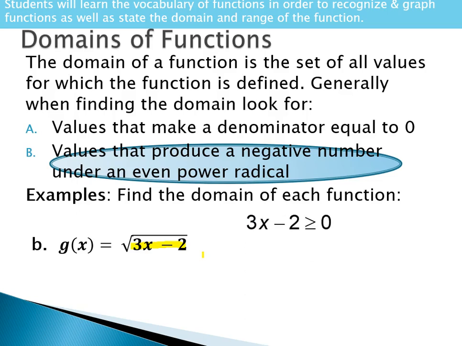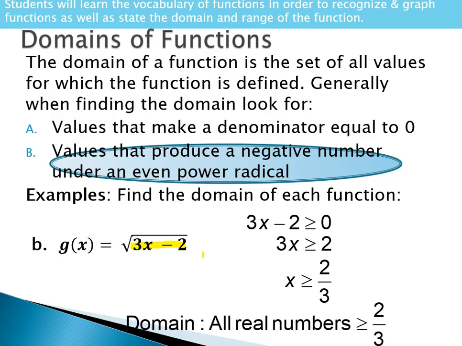You're going to simplify that, and you want to find when is 3x minus 2 greater than or equal to 0. Now, why can it be 0? Because you can take the square root of 0. So we solve this, and we find that as long as x is greater than or equal to 2/3, we're good. Because if I put in 0 here, 3 times 0 is 0, minus 2 is negative 2, that doesn't work. I can't take the square root of negative 2. So our answer would be all real numbers greater than or equal to 2/3.